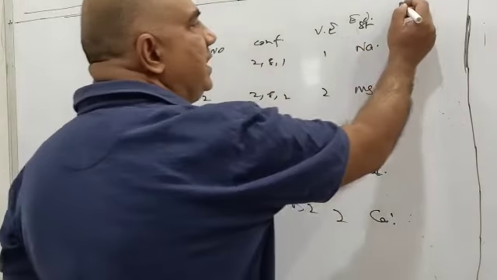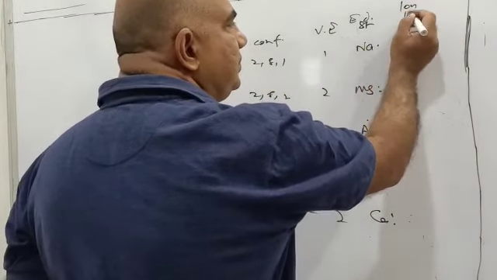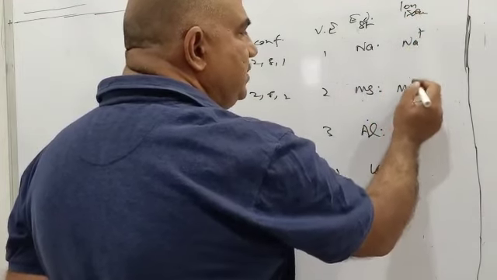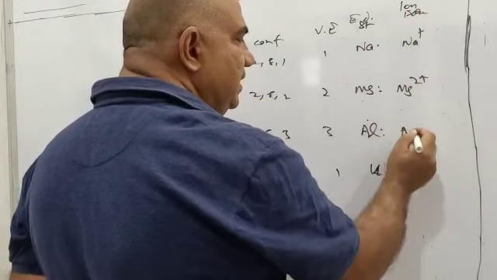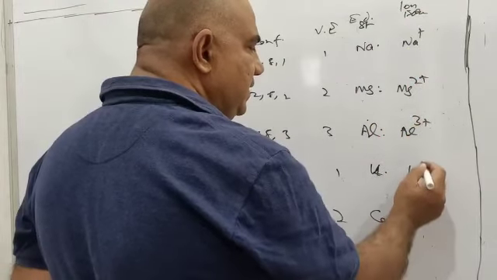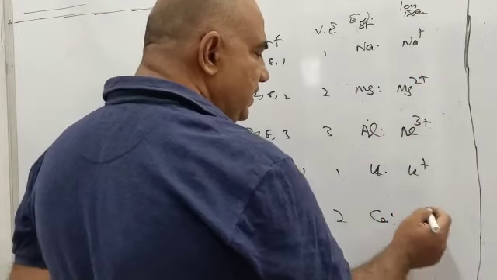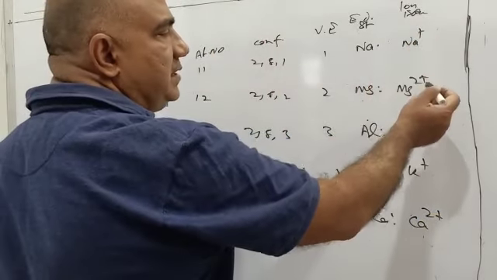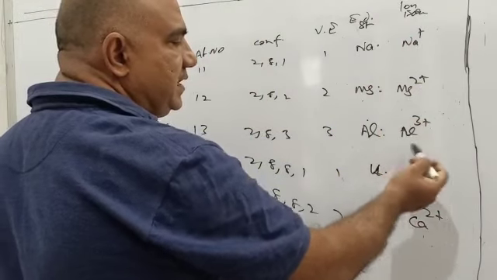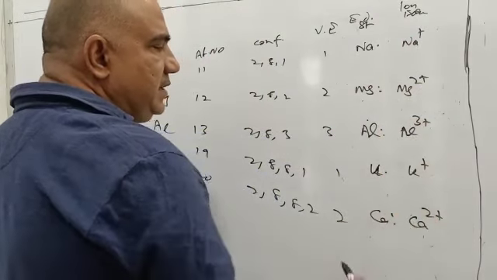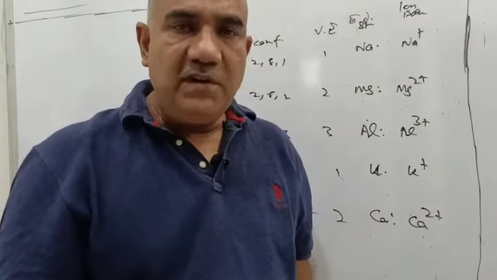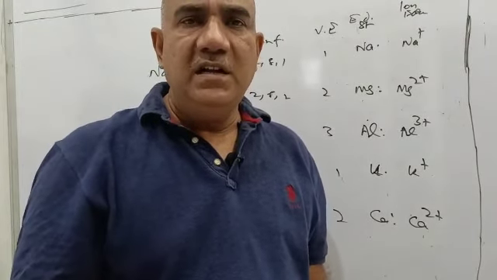Now here will be the ion formed. This is Na plus, this is Mg2 plus, this is Al3 plus, this is K plus, and this is Ca2 plus. Monovalent, divalent, and this is trivalent, again monovalent, divalent, and these are positive ions. So monovalent, divalent, trivalent positive ions, and positive ions are called cations.